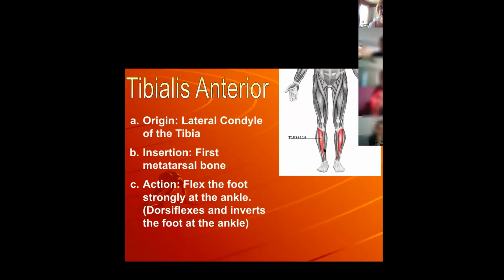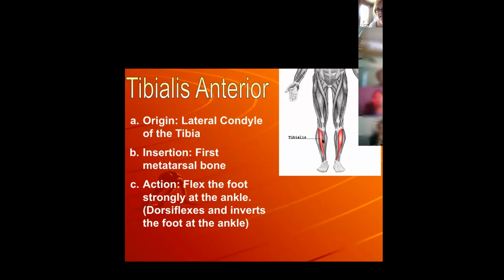Tibialis anterior, so this is location. It's on the tibia and it's on the front. You also have a tibialis posterior, one in the back. We're just going to do the tibialis anterior. We can see it's crossing the leg, so it's going to create some sort of rotation, right? So it starts on the lateral condyle of the tibia. Remember, condyle, knuckle-like projections, that was like the cap of the knee, or the cap of the tibia.